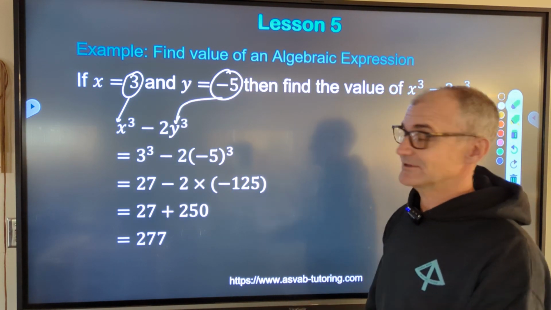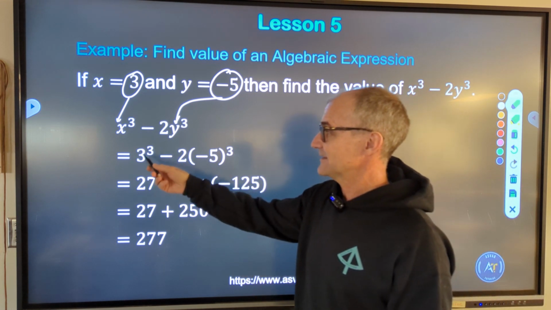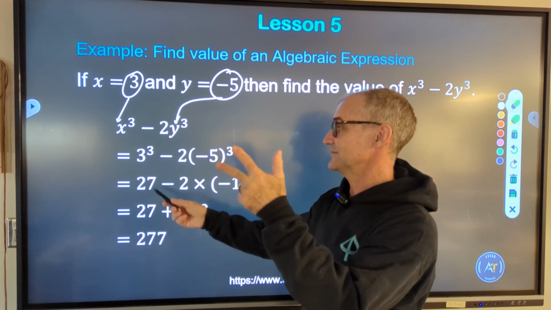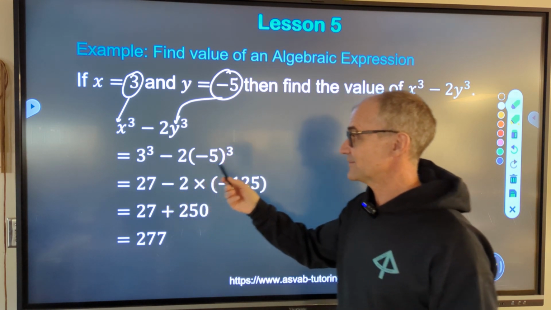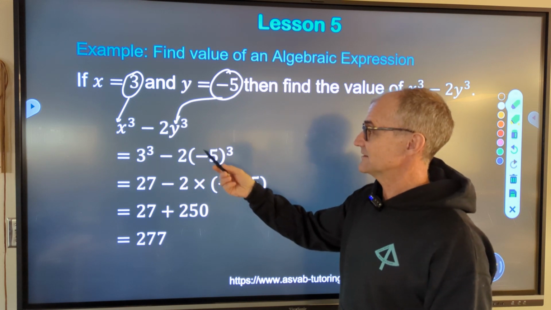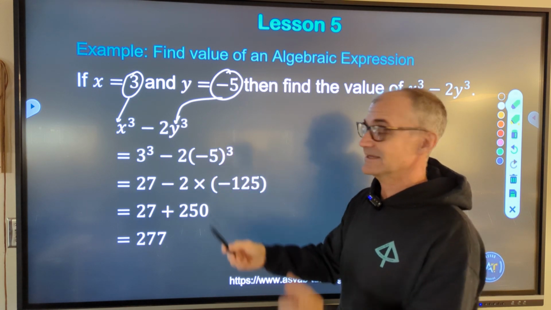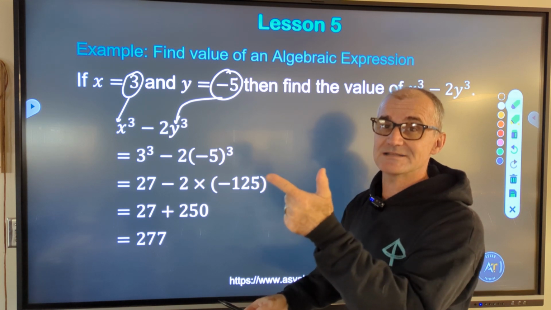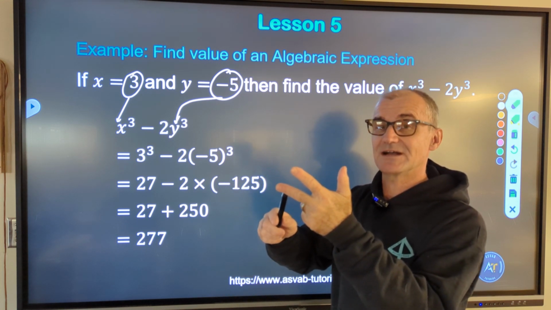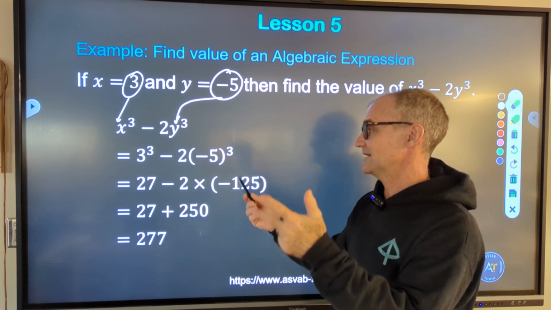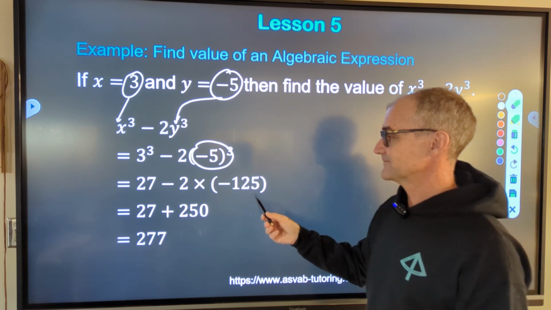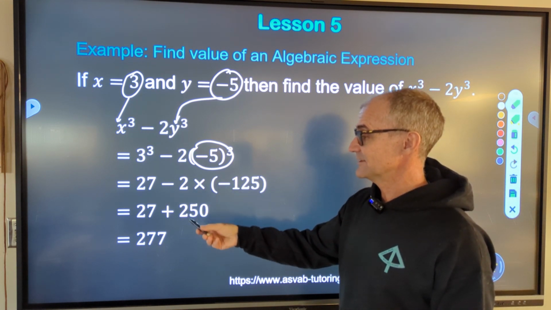And then you got to remember your exponents as well. So that 3 to the third, it's 3 times 3, 9 times 3, 27. Order of operations here is you got to do exponents before multiplication. So I plug that -5 in here. -5 times -5 is positive 25. Positive 25 times another -5 gives me -125. So this thing right here is that -125 times that -2 is 250.